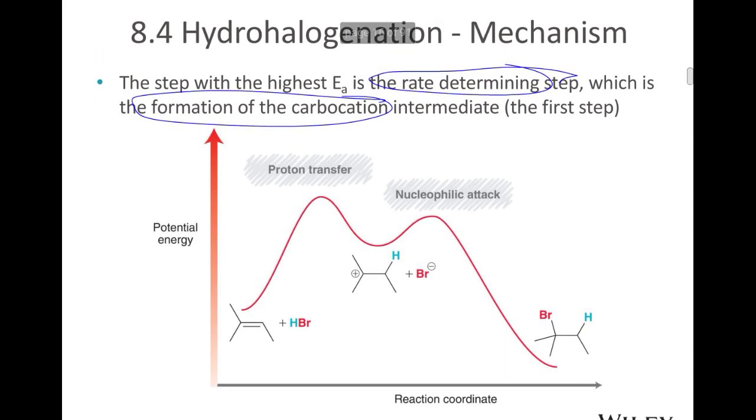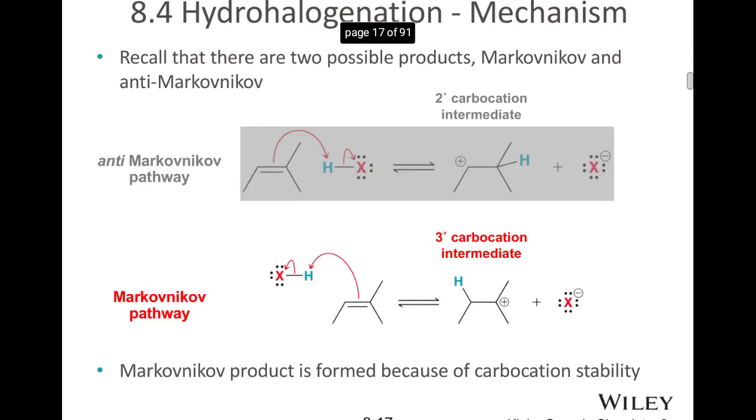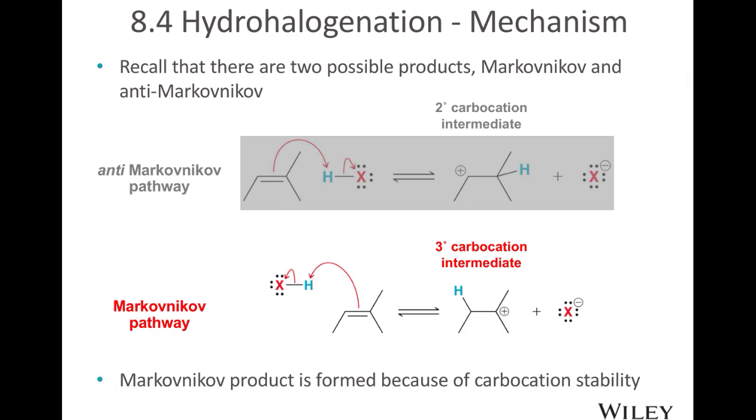The step with the highest activation energy, we call that the rate determining step. Sometimes you'll see that abbreviated, the RDS, the rate determining step, and that's going to always be the formation of the carbocation in all of these Markovnikov reactions. So this is just rehashing what I talked about a couple of slides ago. It says the two possible products. This is the anti-Markovnikov pathway, and this is not going to be favored because then we have a secondary carbocation that is not going to be nearly as favored as a tertiary carbocation. So that explains why the rich get richer.